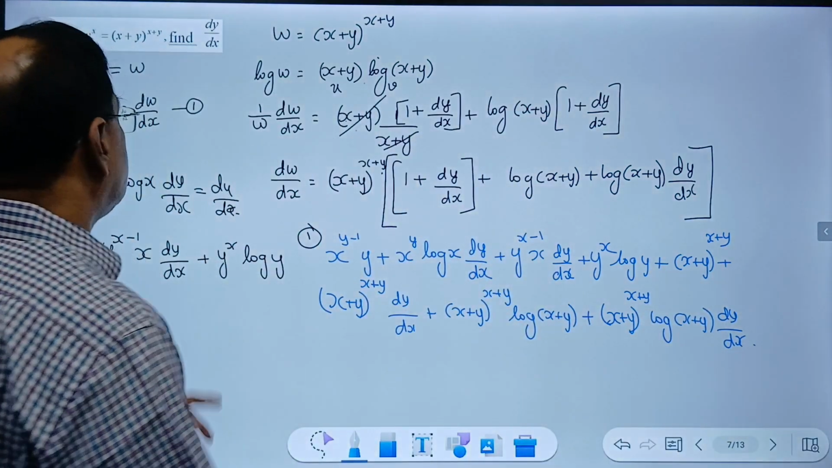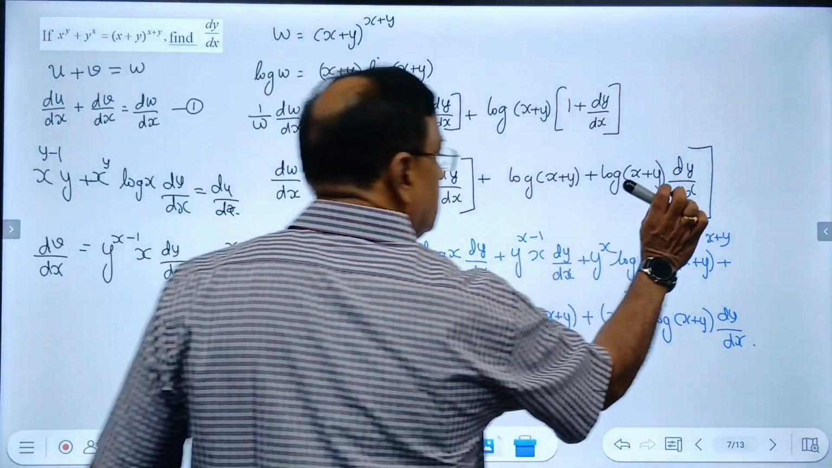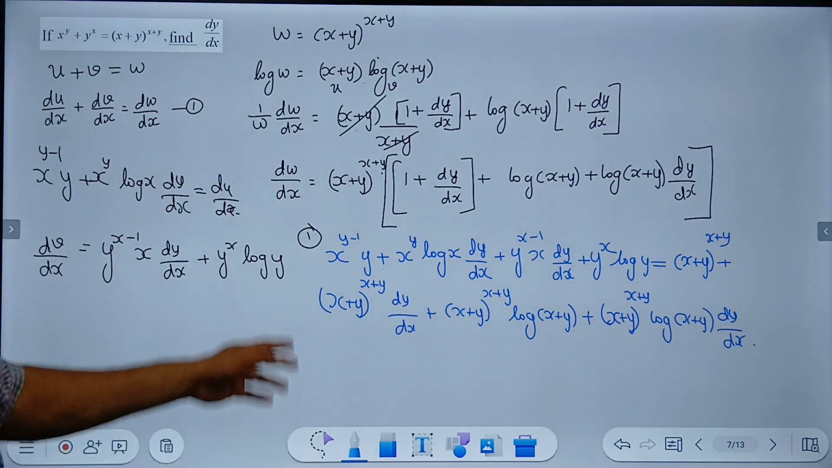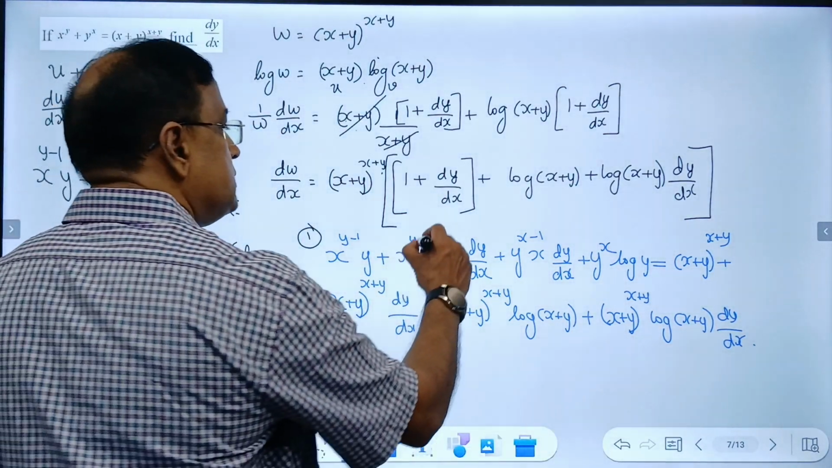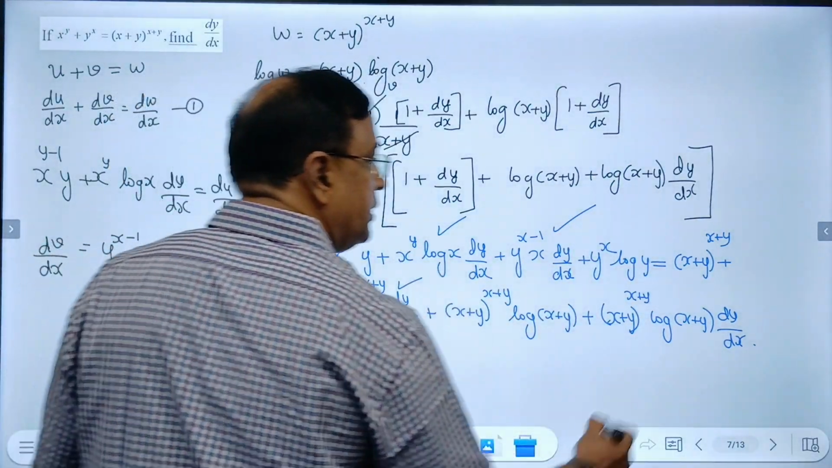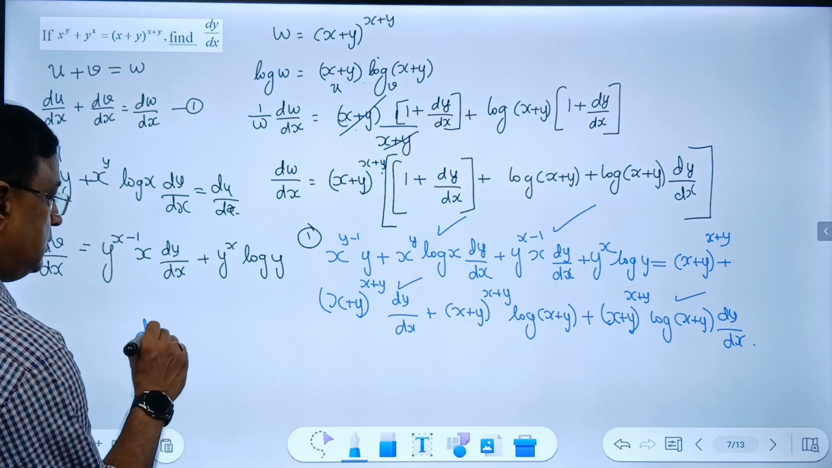Okay, actually I made a mistake. I should not have written plus, it should have been equal to. So the sign will be equal to. Now group all dy by dx together. So this is my dy by dx, this is my dy by dx, this is my dy by dx, this is my dy by dx. So I group all the dy by dx together.